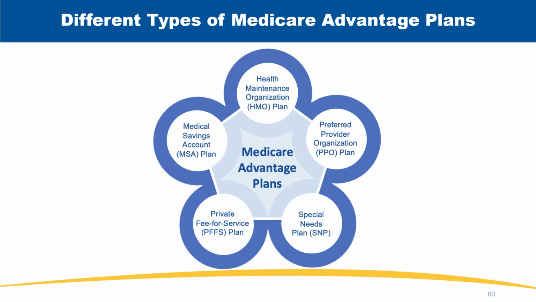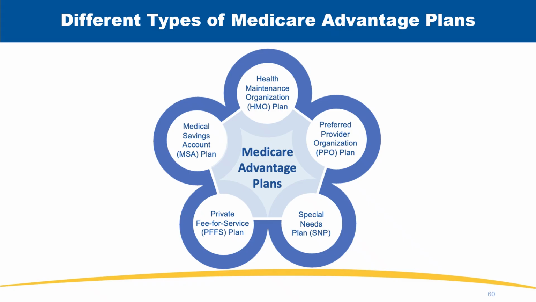So there are different types of Medicare Advantage plans. You have the Health Maintenance Organization (HMO) plan, the Preferred Provider Organization (PPO) plan, and the Special Needs Plan (SNP), which requires you to have both Medicaid and Medicare to join. The other two are not applicable in Maryland.